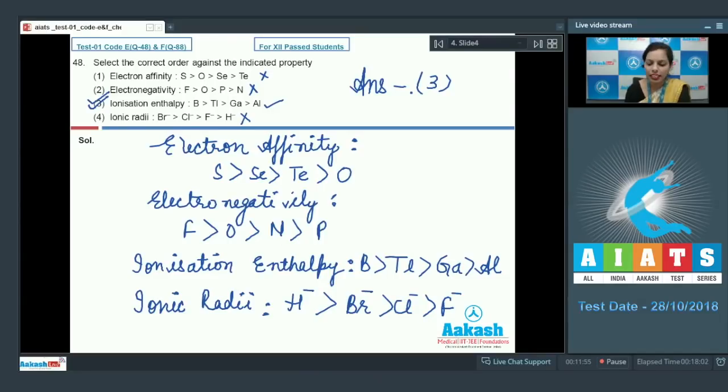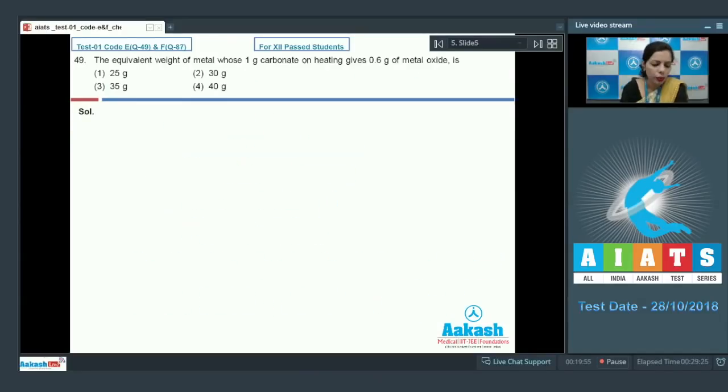Now after that, let's move on to the next question. Question number 49. The equivalent weight of a metal whose 1 gram carbonate on heating gives 0.6 gram of metal oxide is. You have to find out the equivalent weight of the metal, and you have 1 gram of its carbonate, and it is heated to give you 0.6 gram of metal oxide.